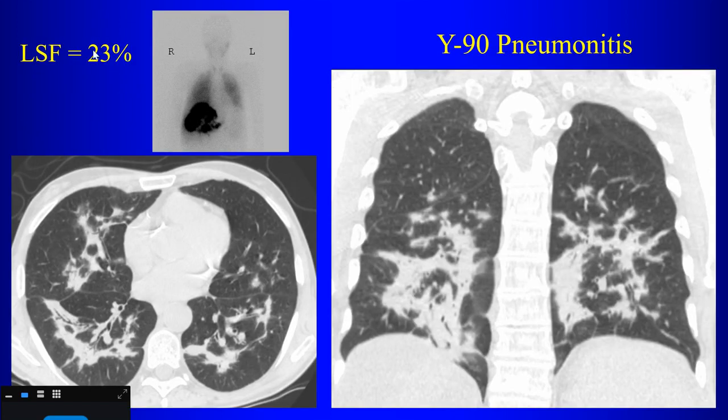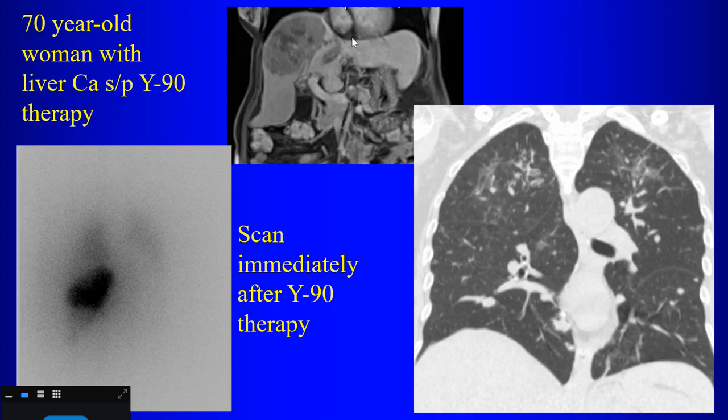So here are some examples. This patient's lung shunt fraction was 23% and developed radiation pneumonitis in the lungs. That's what it looks like in this particular patient, Y90 pneumonitis. Okay. There's a 70-year-old woman, scan immediately after the Y90 therapy, so some activity there within the lungs. There's the tumor, comes back with some radiation pneumonitis there within the lungs.